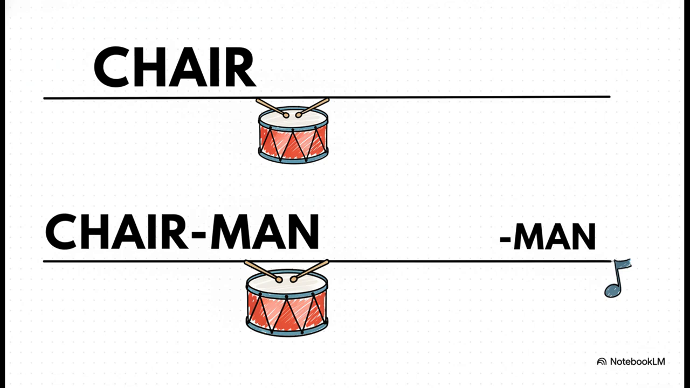Next up is rhythm, and this is where English gets kind of weird. It's what we call a stress-timed language. That just means we try to keep the time between our stressed words pretty even, like a drum beat. And this creates a really interesting effect. A single-syllable word like chair takes up 1 beat, but a 2-syllable word like chairman also takes up about 1 beat. We just say the man part super fast to fit it in. Listen to the beat. Chair, chairman. It's the same amount of time.